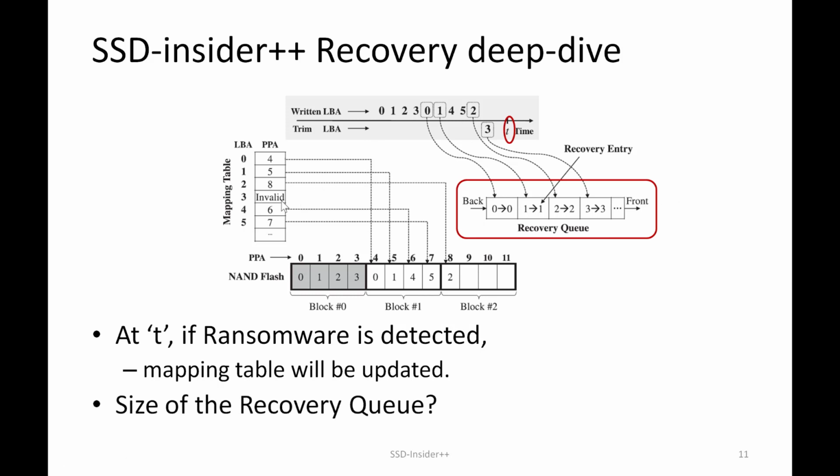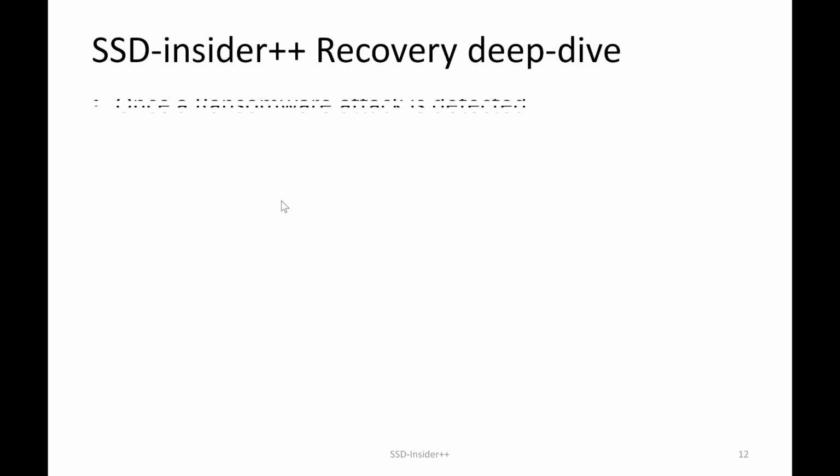Now this begs a question: how long would this recovery queue be? Right, so this is again a design choice, and the authors propose that the recovery queue will be maintained in the DRAM cache. So we can potentially have a few hundred entries in the recovery queue, and their experiments have shown that these few hundred entries are sufficient most of the time.